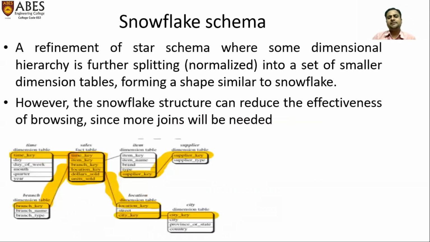Snowflake schema has a ladder-like or cascade-like structure, and it maintains hierarchy for further splitting with the help of normalization of the data set. So the smaller dimension tables form a shape similar to a snowflake. From one cascade, one step to the other step, we can reach from one table to another table with the help of common attributes. However, the snowflake structure can reduce the effectiveness of browsing since more joins will be needed in the SQL queries.